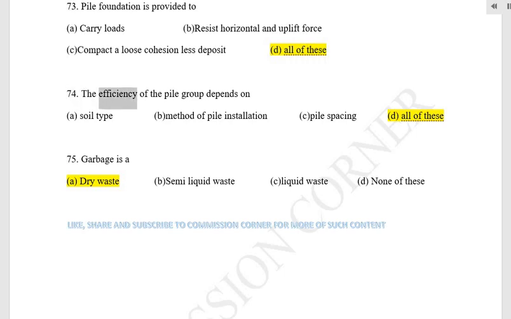74. The efficiency of the pile group depends on: A. Soil type, B. Method of pile installation, C. Pile spacing, D. All of these. 75. Garbage is: A. Dry waste, B. Semi-liquid waste, C. Liquid waste, D. None of these.